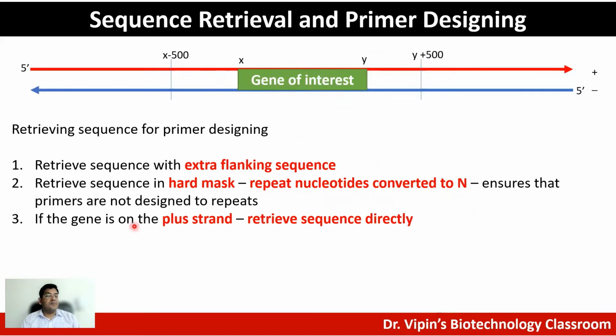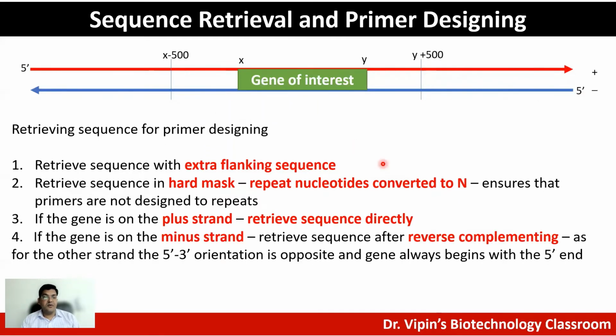Then if the gene is on the plus strand, which is also the sequence in the database, you can directly retrieve the sequence. But if the gene is on the minus strand, then remember the gene orientation is 5' this side and 3' this side. So while the coordinates are still the same, the gene has to be pulled out in the reverse complement fashion. So if the gene is on the minus strand, retrieve the sequence after reverse complementing, as for the other strand, the 5' 3' orientation is off.